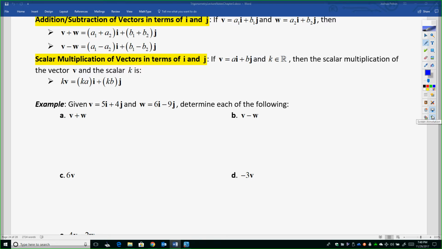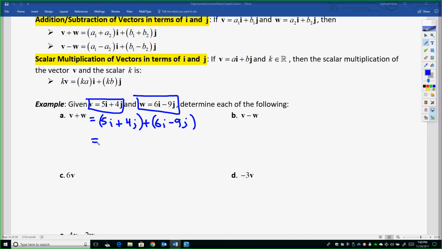Okay, so here what this is saying is when you add or subtract vectors, you have to combine the common variables, just like you can't add x's with y's or y's with x's. It has to be x's with x's, y's with y's in algebra, and same here, i's with i's and j's with j's. So if I take my two vectors here and add them together, v plus w, I'm going to get 5i plus 4j plus 6i minus 9j, for a final answer of 11i plus 5j as my v plus w.